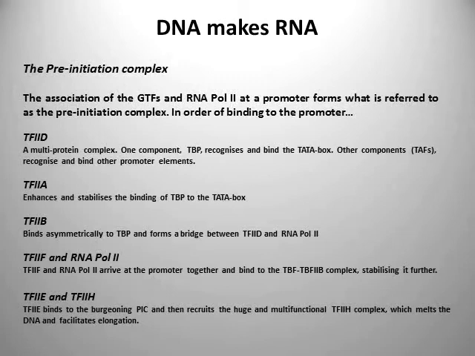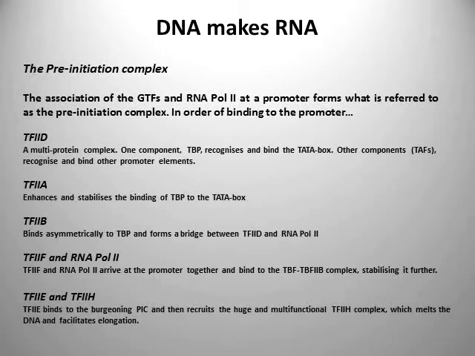So after TFIID binds to the promoter, we then see recruitment of a second transcription factor called TFIIA. What TFIIA does is effectively stabilise the binding of TATA binding protein to the TATA box. So the TATA binding protein gets recruited to the TATA box, and then TFIIA is brought in, and that stabilises and locks the entire thing down. Following that, we get binding of TFIIB. This binds asymmetrically to TATA binding protein and forms a bridge between TFIID and RNA polymerase II.